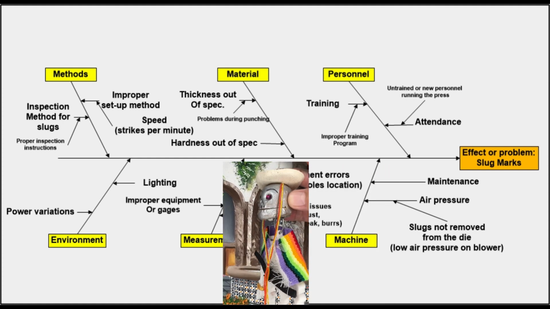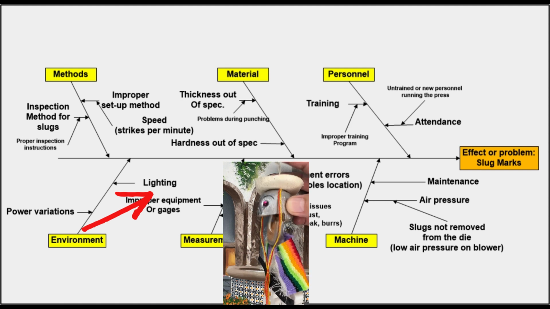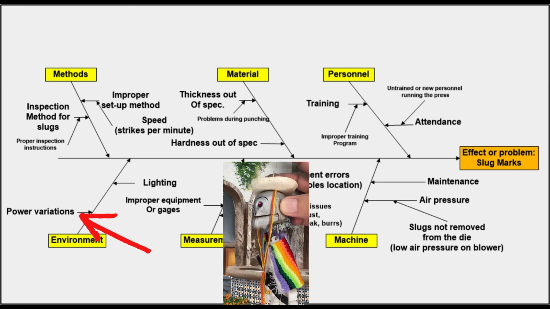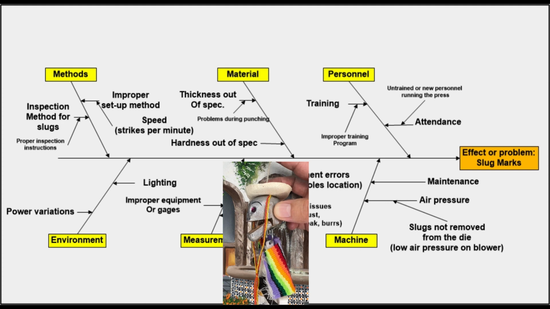For work environment, the company looked into the shop lighting, especially around the inspection area. Lighting was found to be appropriate. Also, they looked into possible variations of electrical power, and the power was found to be appropriate for the equipment being used.